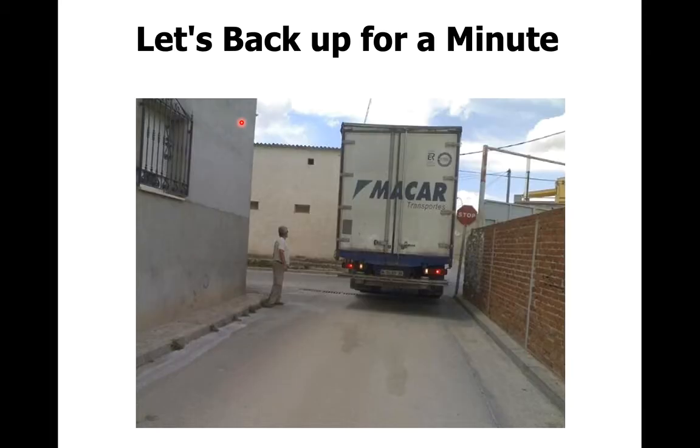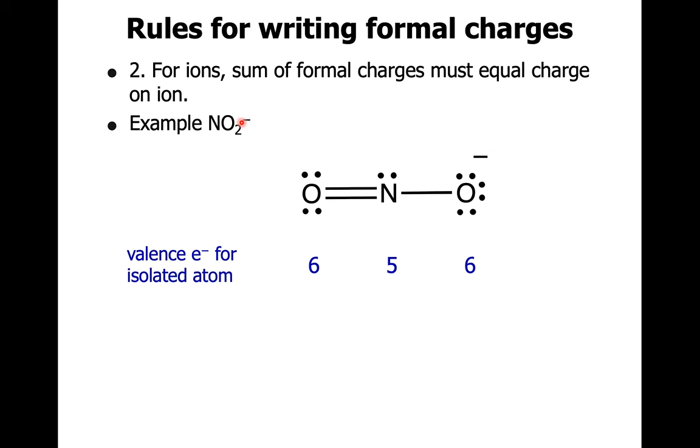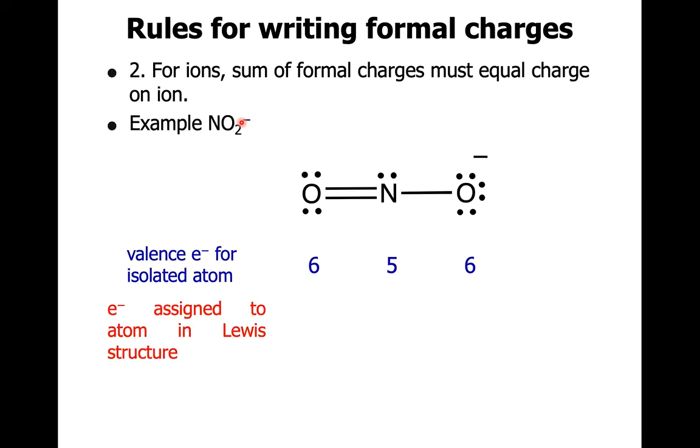All right, you should know that for both of those, we only showed a single Lewis structure. We could have drawn the other resonance structure. In either of these, I could have drawn the double bond on the right-hand side rather than the left-hand side.